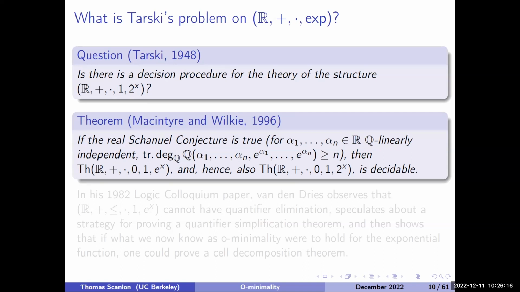And of course, they actually do it with the theory with e to the x, our favorite Euler's constant, but that's not a big deal. Because you can go between e to the x and 2 to the x by the differential equation that it satisfies. So in the first structure, the 2 to the x is definable, and vice versa. Okay, so Tarski's question has a positive answer if this rather difficult number theory hypothesis holds.